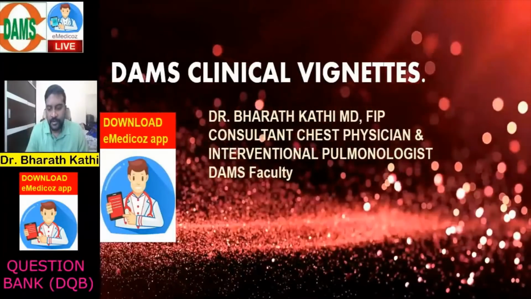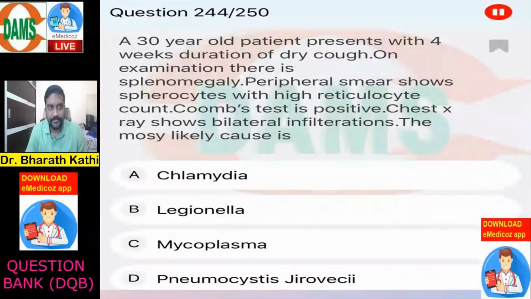So welcome to another clinical scenario based question in respiratory medicine. So the question here is a 30-year-old patient. A young patient presents with 4 weeks duration of dry cough. On examination, there is also splenomegaly. Peripheral smear shows spherocytes, high reticulocyte count, and Coombs test is positive. Chest X-ray shows bilateral infiltrations. The most likely cause?